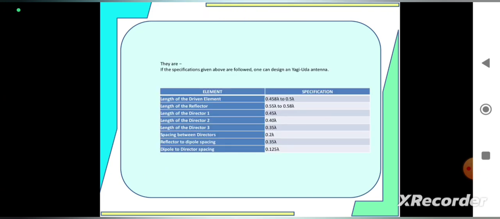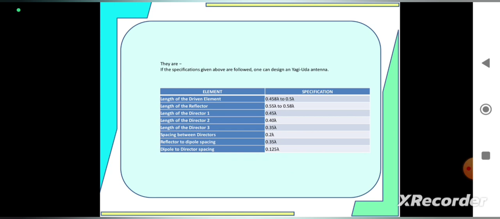Next, some specifications are given or followed to design a Yagi-Uda antenna. First, the length of the driven element should be 0.458 lambda to 0.5 lambda. Then the length of the reflector should be 0.55 lambda to 0.58 lambda.